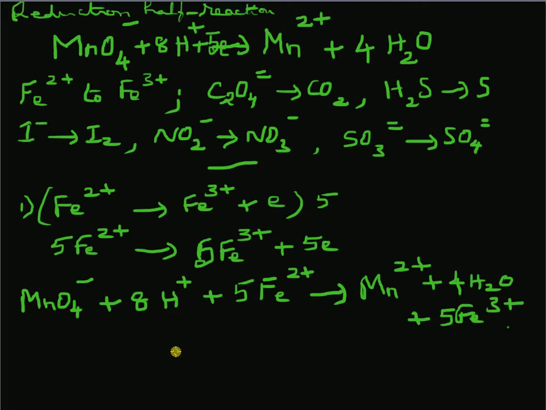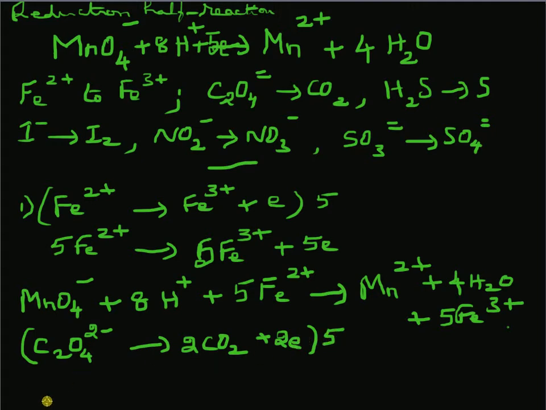Take up the next one, oxalate ion, which is oxidized to CO2. That's all. There is nothing else to add. Only the charges. To balance the charges, we will have 2 electrons here. So, the oxidation part has 2 electrons. The reduction part has 5 electrons. So, we balance it by multiplying this by 5 and the MnO4- equation by 2.